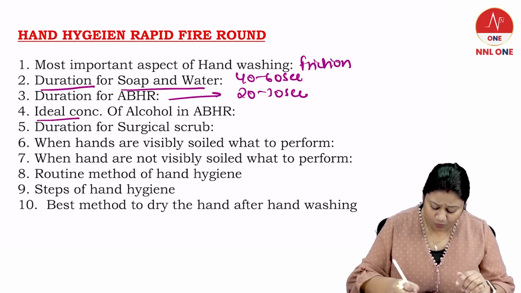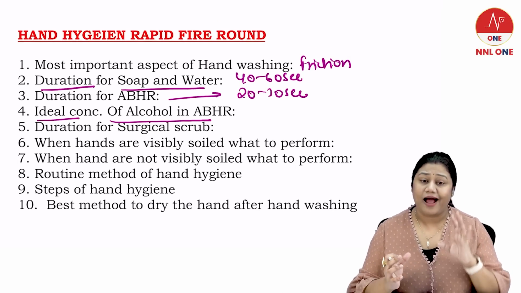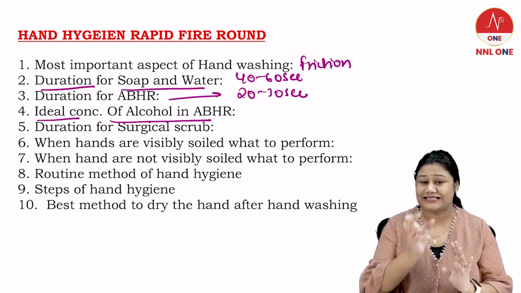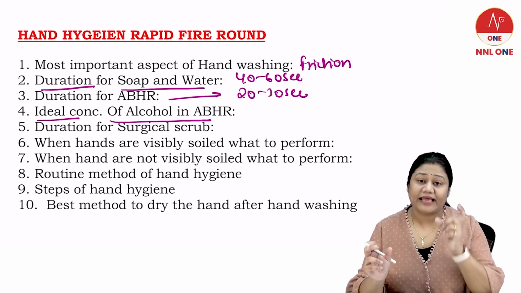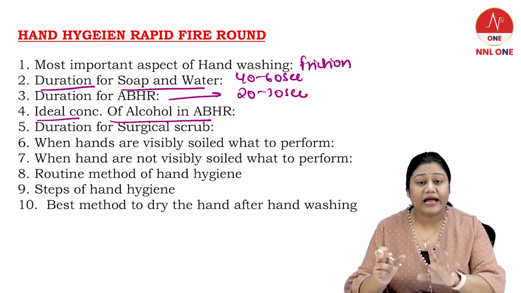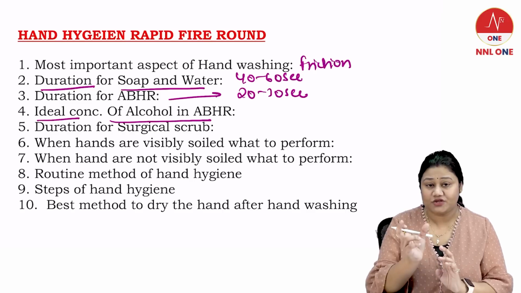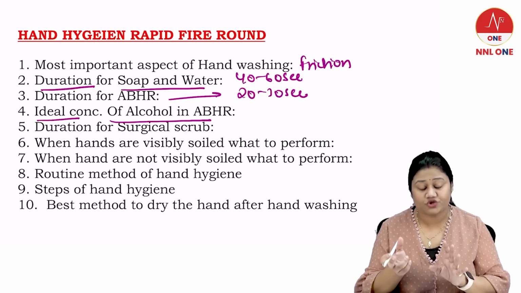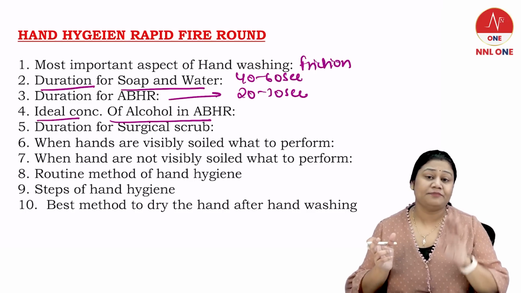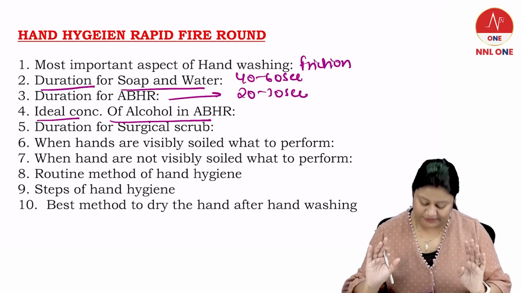What is the ideal concentration of alcohol solution that we are using for alcohol-based hand rub? The range is 60 to 80%, but the exact concentration that should be there is 70% isopropyl alcohol, right? Again, let me repeat, the range will be 60 to 80% alcohol, and exactly 70% isopropyl alcohol should be there in the hand rub solution.